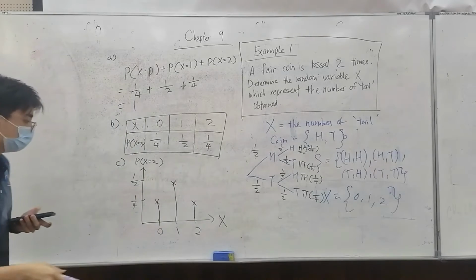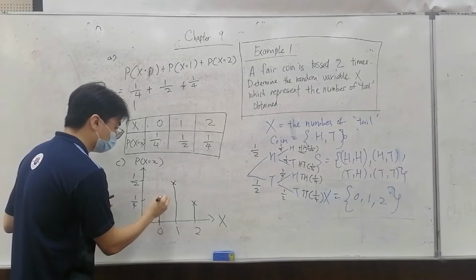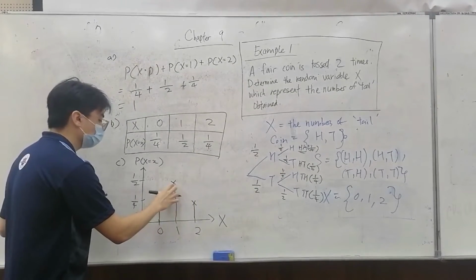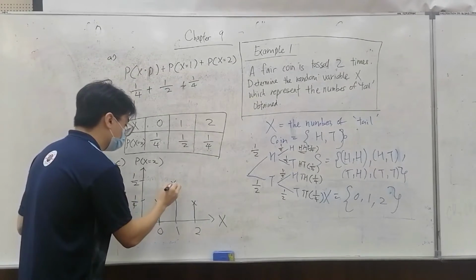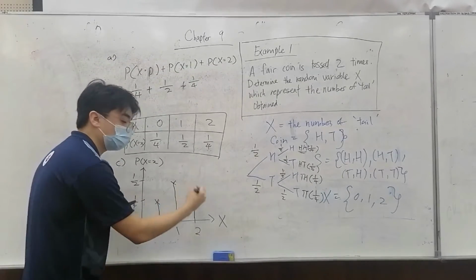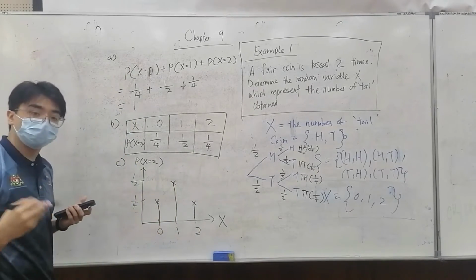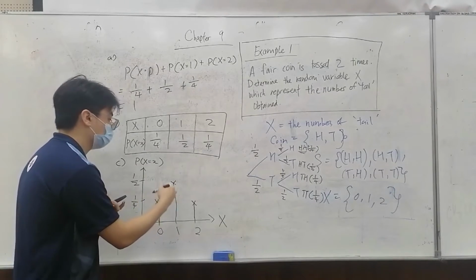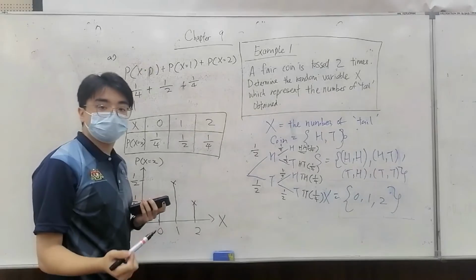In this situation, we cannot connect all the points, because this graph is not for a continuous random variable. If our question is about a continuous random variable, we need to connect all the points with a line. But here it is a discrete random variable, so we do not need to connect the points with lines. So let us proceed to the next part.